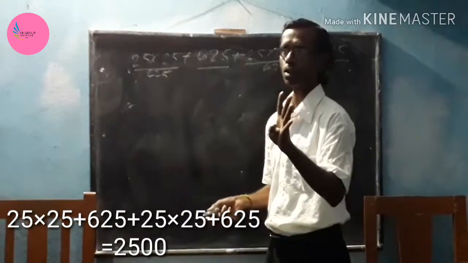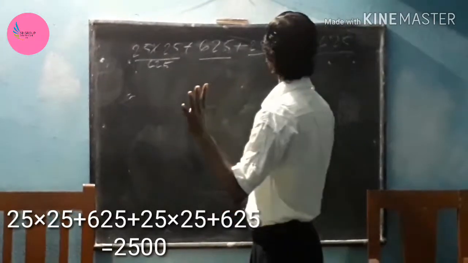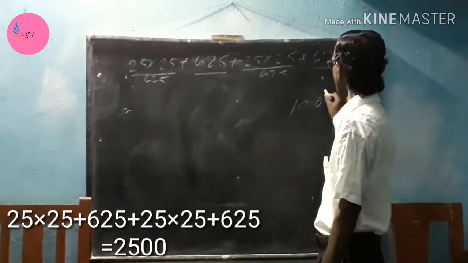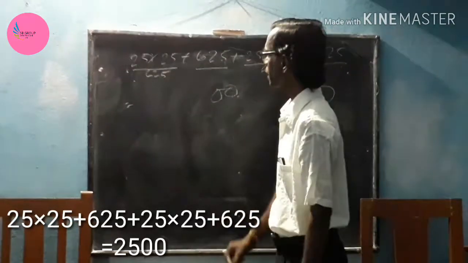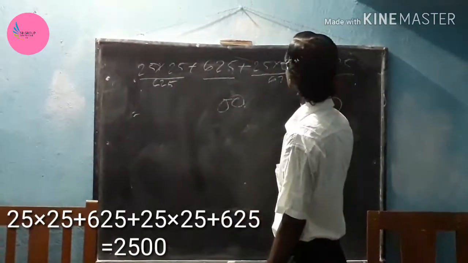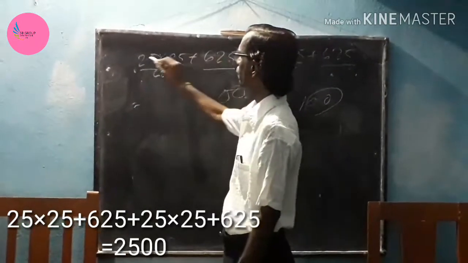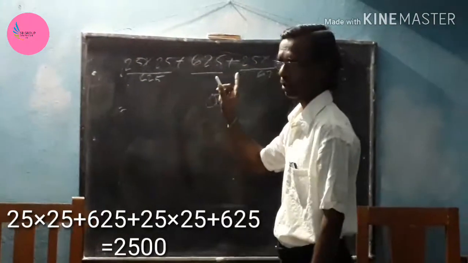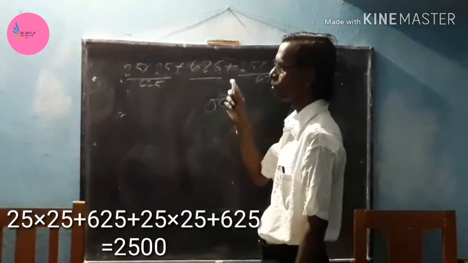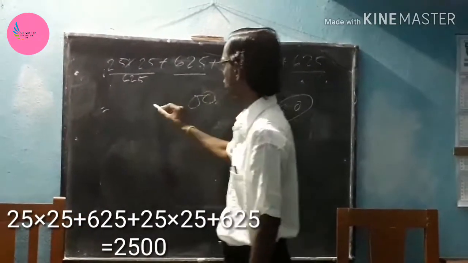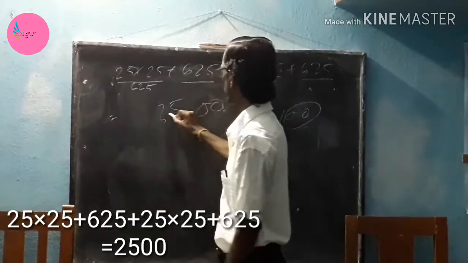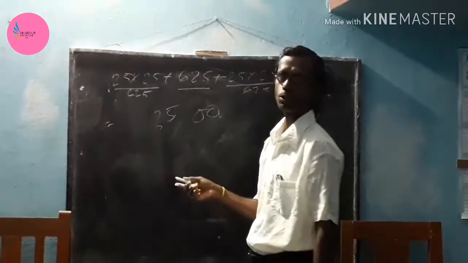25 ones are 25, 25 twos are 50, 25 threes are how much? 75. 25 fours are how much? 100. So 100, and this 20 you write here. Okay, understand? And how many 6s are there? 1, 2, 3, 4. 4 sixes are there. 4 sixes are how much? 24. 4 sixes are 24. And with one addition it should be 2. So 25. The answer is 25. I think you will understand a little bit.